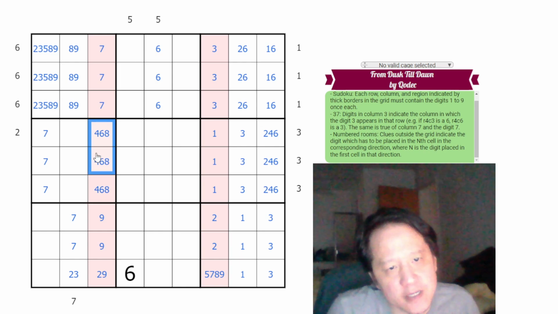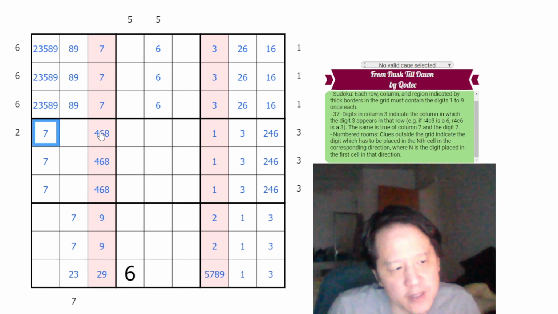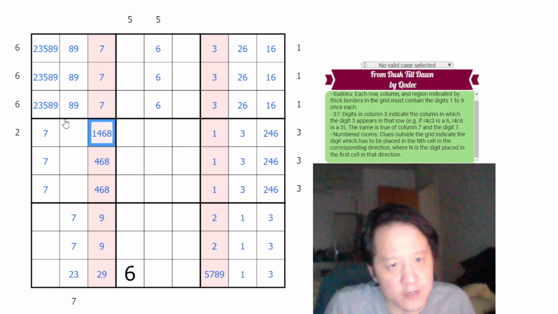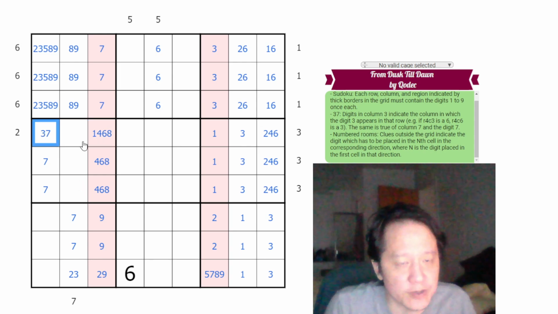One thing is this can't be 2, right? If this is 2, this would have to be 3, but then the 2 would refer to 3. So this cannot be 2. Can this be 1? If that's 1, this would have to be 3, which would make that 2. Okay, so let's see if we can figure this out.